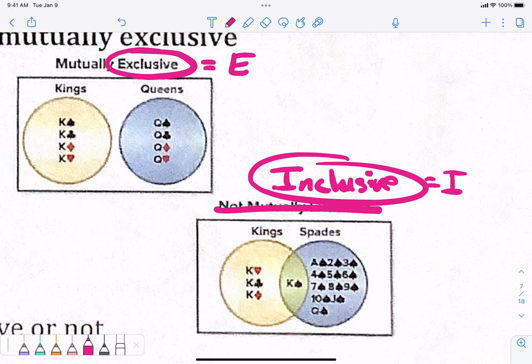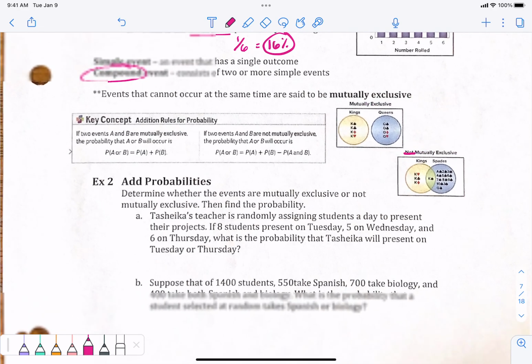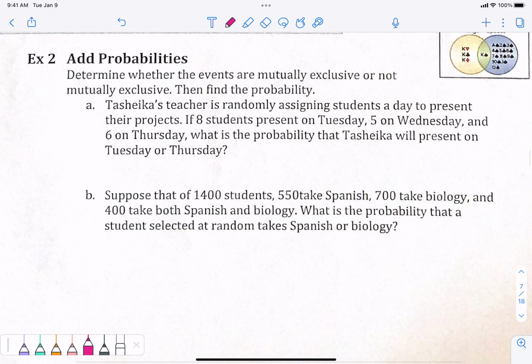Okay, now why is a king and a queen exclusive? Why is it? Right, you can't have one card that's a king and a queen at the same time, right? Do you have a card that can be a king and a spade at the same time? Yes. Yeah, like the king of spades. They do a really good job with this Venn diagram showing you that. Inclusive means there's somebody in the middle of the Venn diagram, right? It could be both, right? So, inclusive versus exclusive. Okay, so we've got 2 scenarios down here. We've got to decide which one it is. Determine whether the events are mutually exclusive or inclusive.